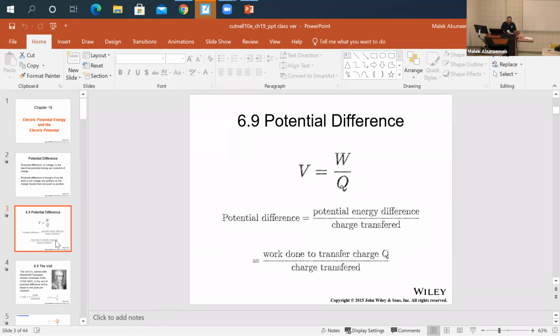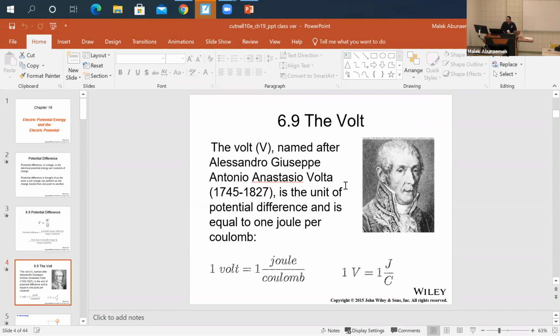Now, the unit for potential difference is the volt, which is going to be joules for your work and coulombs for your charge, so it'll be joule per coulomb. The volt was actually named after Alessandro Giuseppe Antonio Anastasio Volta, who died in 1827. The unit of potential difference is equal to 1 joule per coulomb.